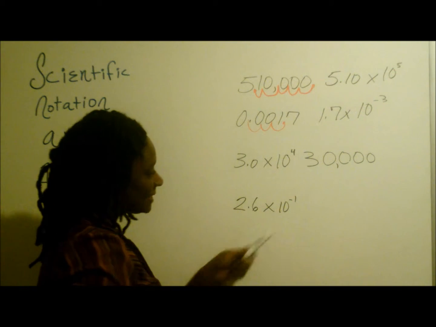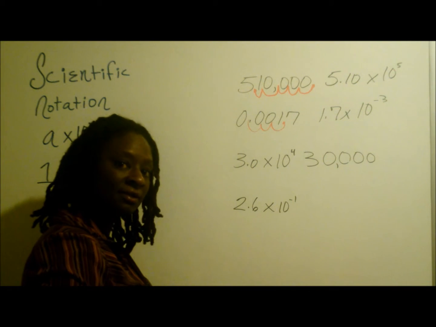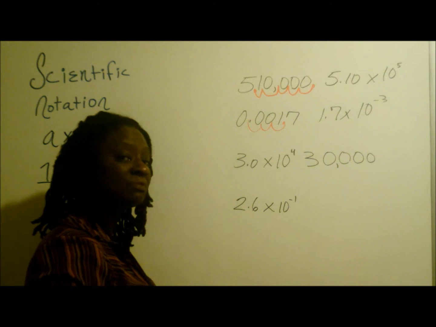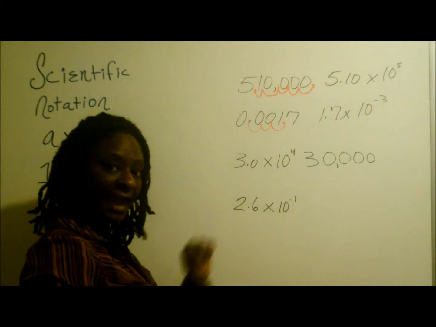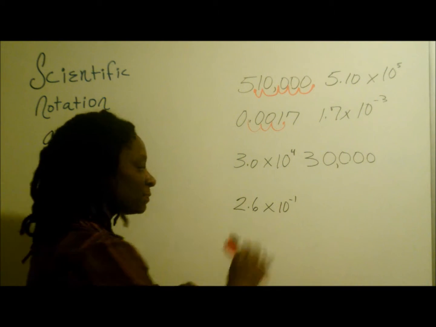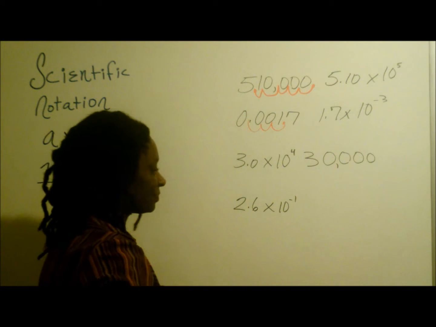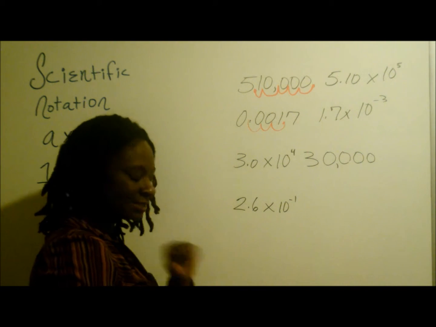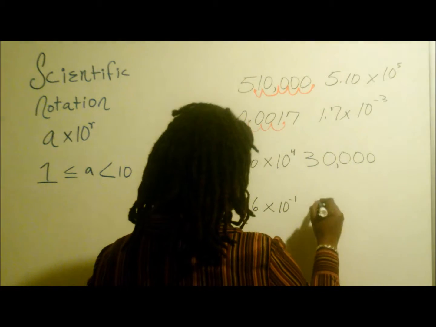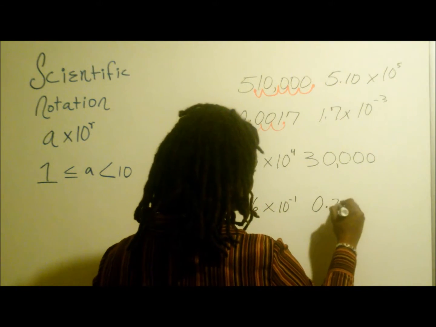So now I see that I have a negative 1. That tells me this is a very small number. So, since 2.6 is raised to the negative 1, I'm going to move the decimal to the left. Since this is just 1, we're only going to move it 1 space. So that's going to give me 0.26.